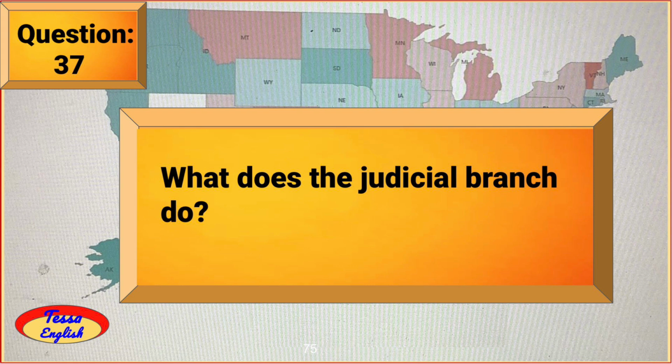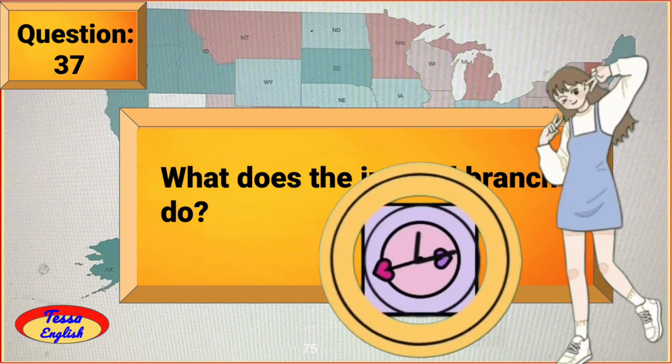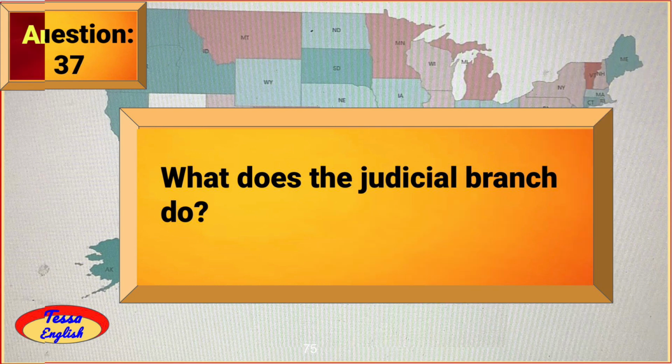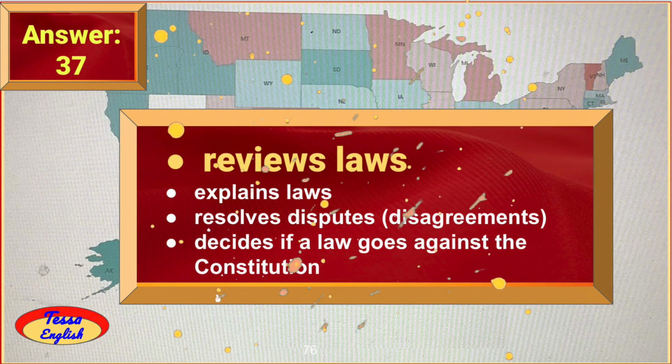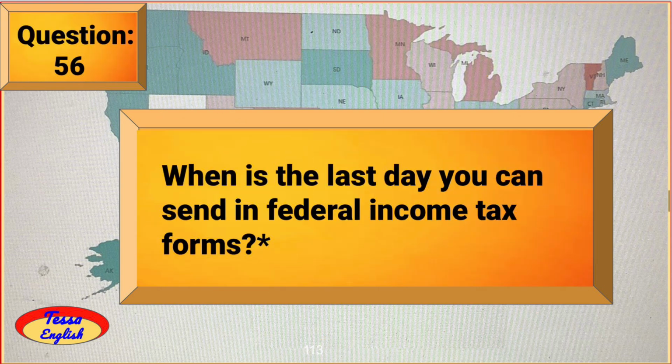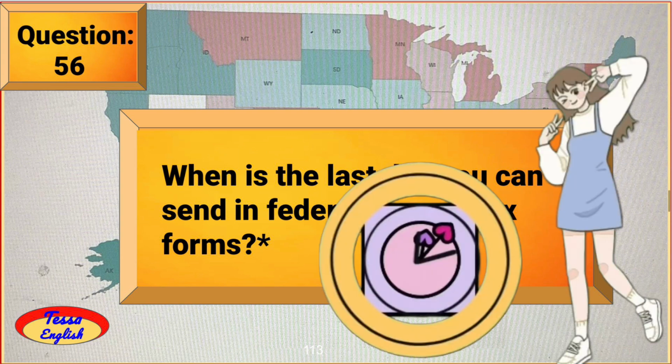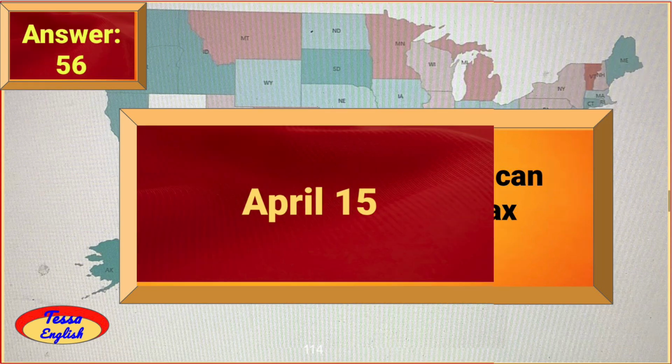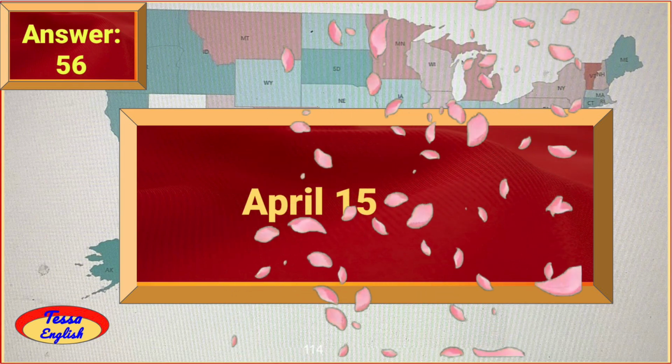What does the judicial branch do? Reviews law. When is the last day you can send in federal income tax forms? April 15th.